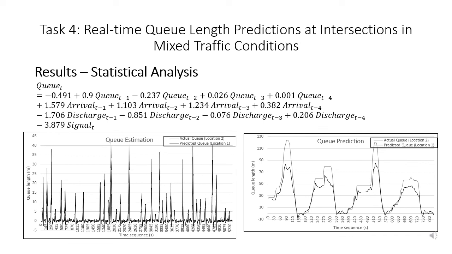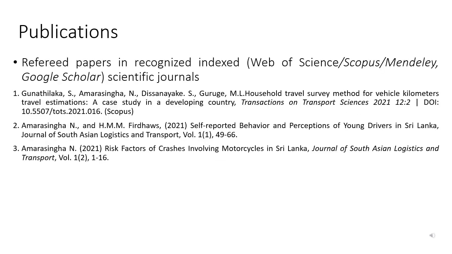This developed model was further applied to multiple other locations, and the second figure shows the Q prediction of the Armour Street junction, and the results show that the model accuracy in the Q estimation as well as the Q prediction is higher than 70%. These are the publications of the year 2021.